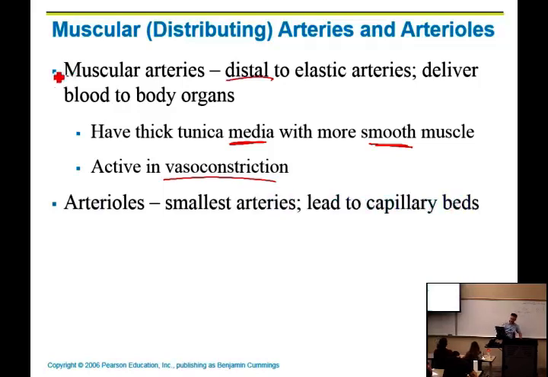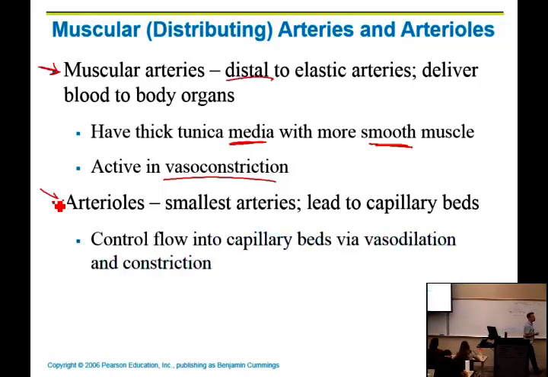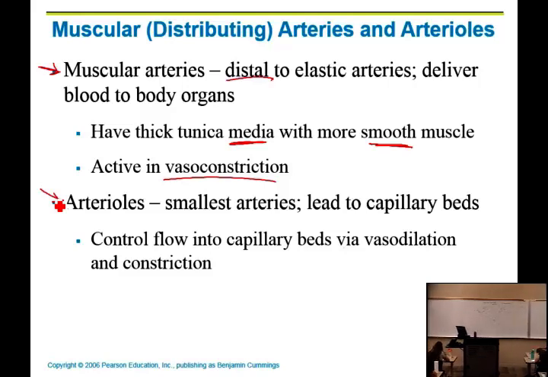Okay, so muscular arteries are the next ones. Then from muscular arteries, we go down to arterioles. And arterioles are our smallest arteries that lead to the capillary beds, and they are also about control. They're controlling the flow into the capillary beds, again, with what's called vasomotion, vasodilation, and constriction.